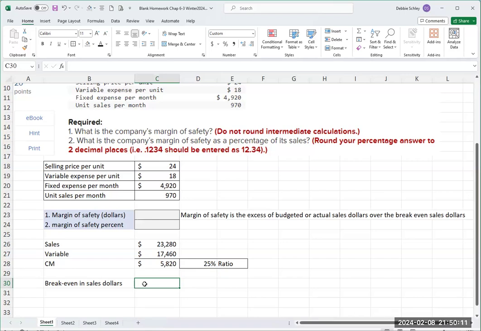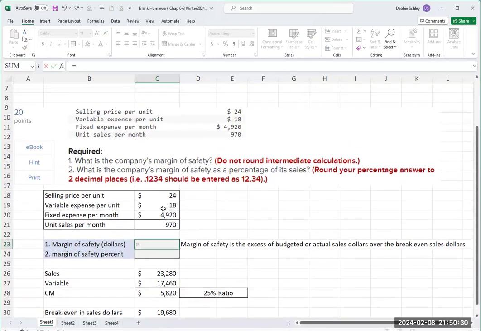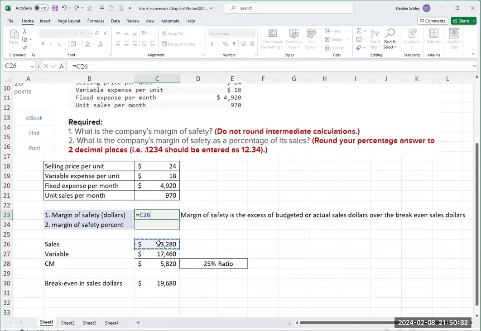And then we will take the fixed expenses divided by the contribution margin ratio to get break even in sales dollars. Okay, so now my margin of safety is equal to my total sales minus my break even point in sales dollars.